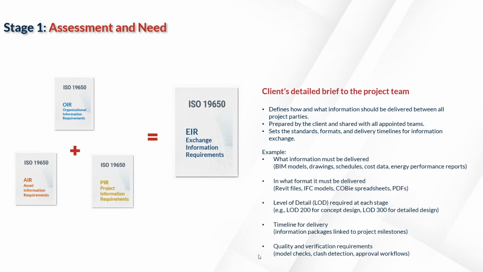For example, the EIR can specify what information must be delivered, such as BIM model, drawings, schedules, cost data, or energy performance reports, in what format it must be delivered, like Revit files, IFC model, COBie spreadsheets, PDF, and also information like the level of detail or development required at each stage. It can also include the timeline when each information packet must be delivered, linked to project milestones, as well as quality and verification requirements such as model checks, clash detection, and approval workflow.